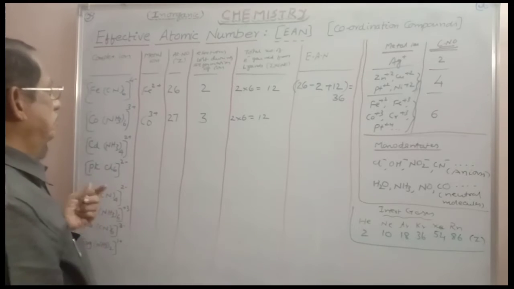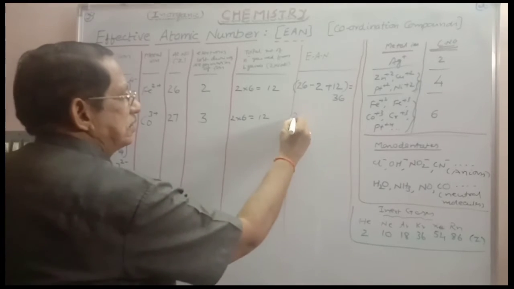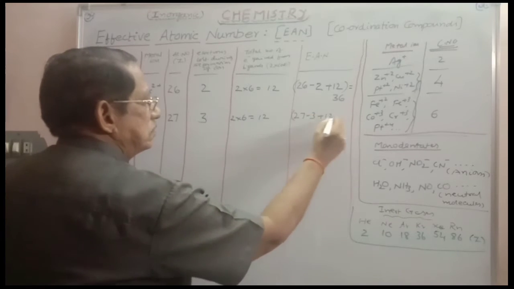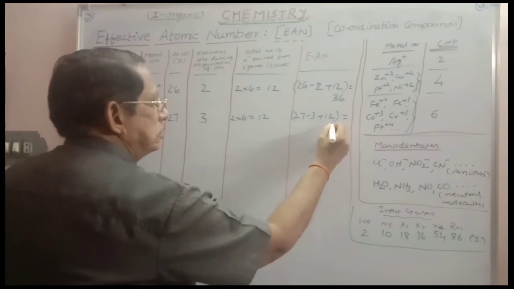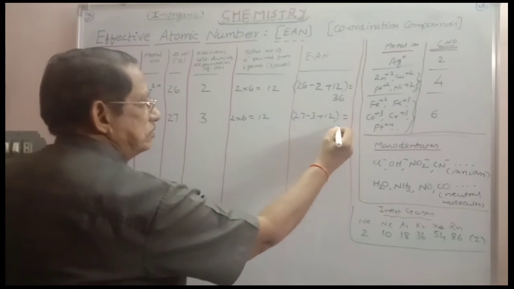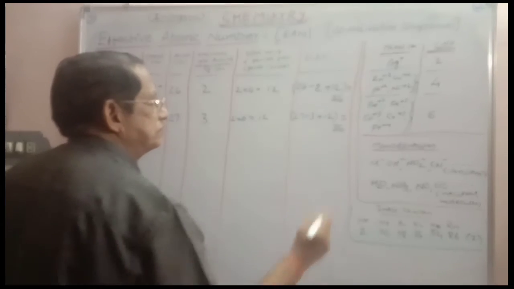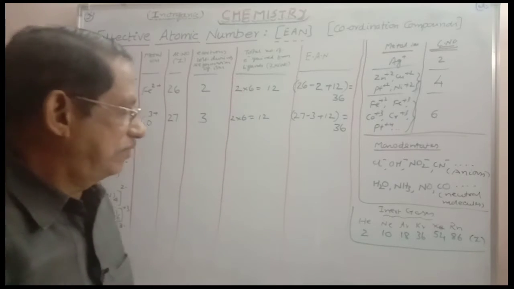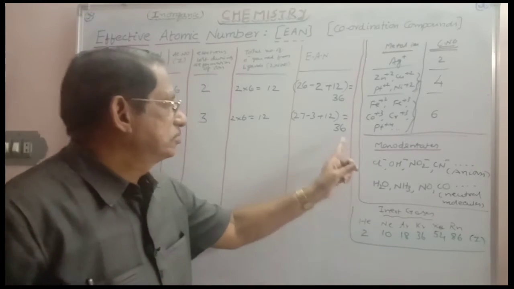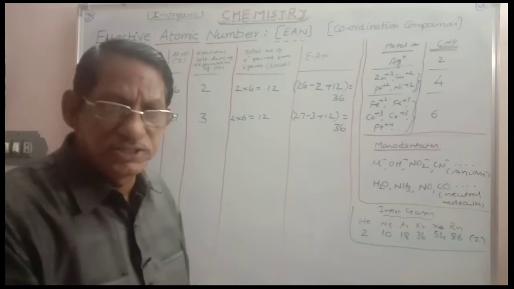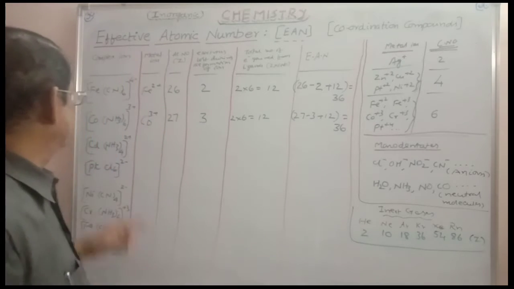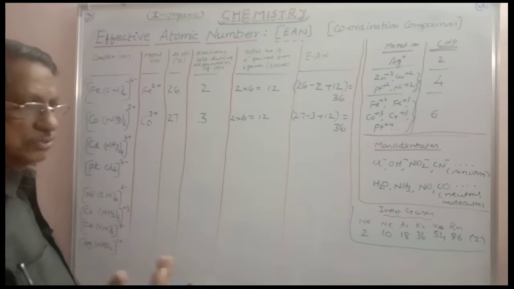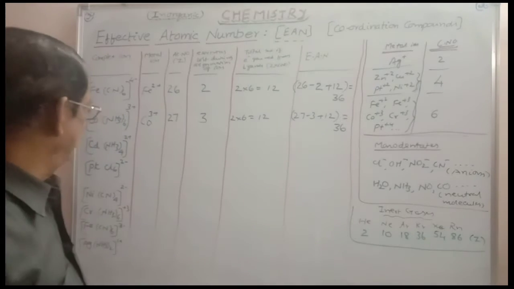So what is the effective atomic number here? 27 minus 3 plus 12. How much? 27 minus 3 is 24, plus 12, 36 once again. Once again we are getting 36 as the effective atomic number. That is nothing but krypton. So it is getting the stability. It is reaching the inert gas configuration, and that is why Co(NH3)6 3 plus is also quite stable. It is attaining the inert gas configuration.